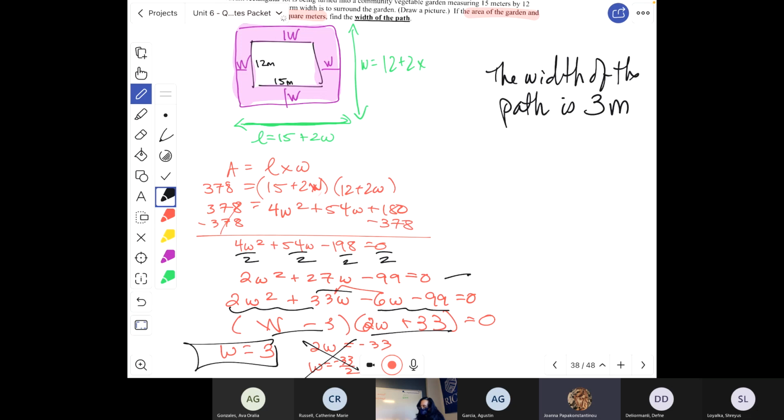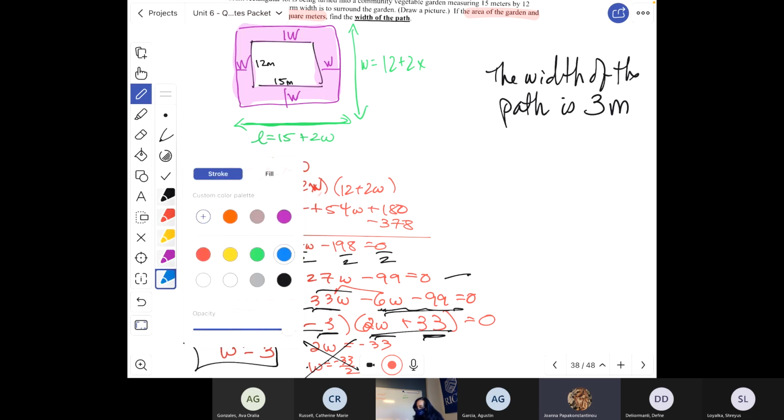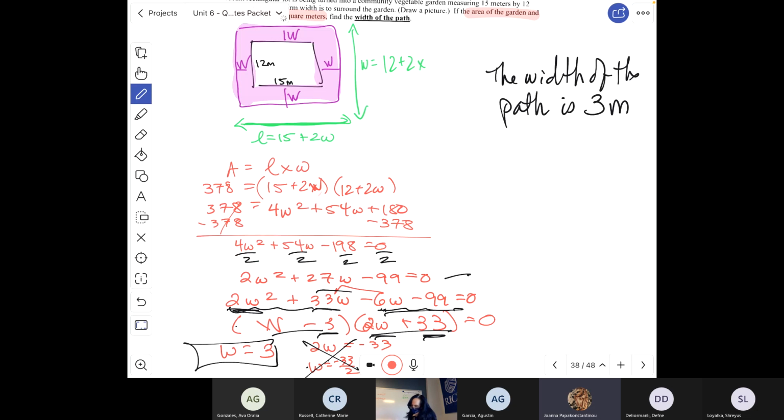Yes, I did two steps in one. Normally you would take out a w here, and then you can take out a 3 here. The 3 came from here, the 33 came from here, the w came from here. Let's review how to split the middle. Well, we're not done yet. I need the width of the path. But does your question come before or after? It's about splitting the middle. So to get the 33 and the negative 6, you chose those because when you multiply them, they go to negative 198. Yes. All right, so what is the width of the path?